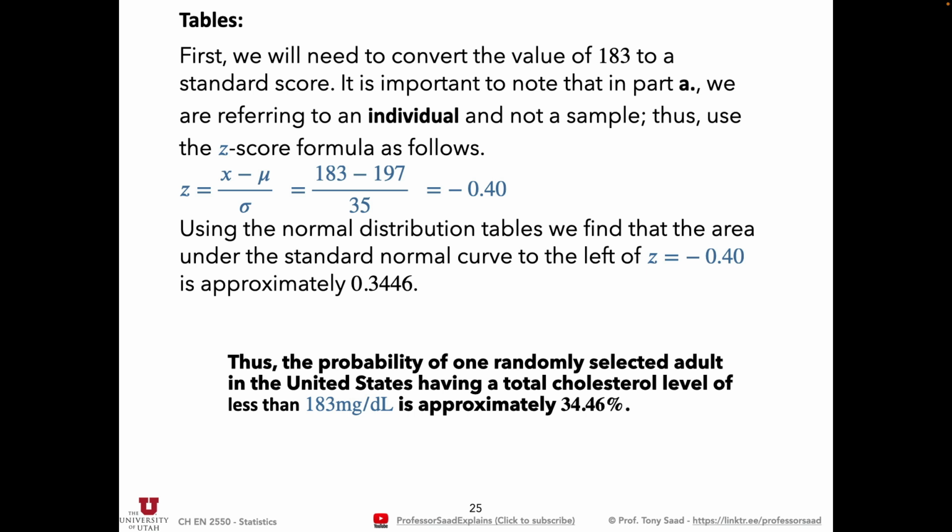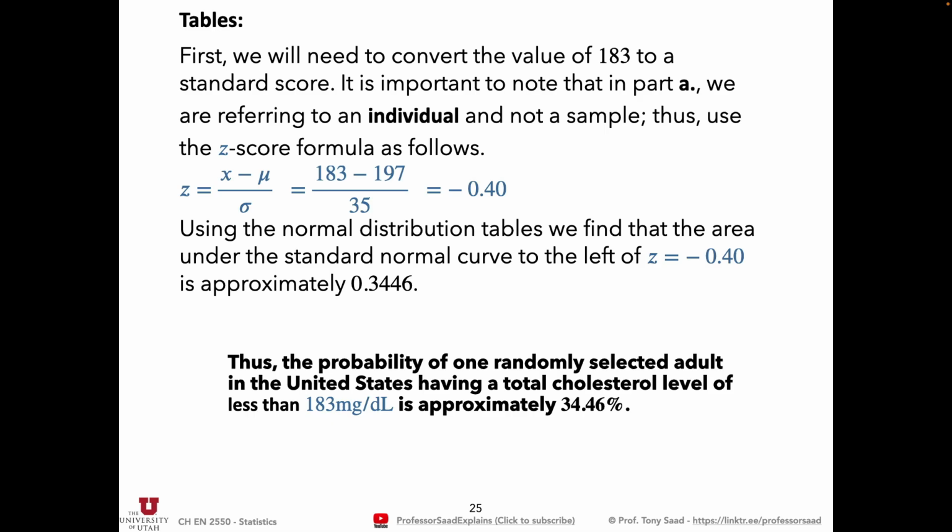Then you can get a z-score, so you can use the tables, or you can just put this into Excel or Python. From the z-score, you get the probability of about 34.46%. So the probability for just one adult, no sample means, no nothing, is a 34% chance of picking a random adult with a cholesterol level less than 183 milligrams. That's for one person.